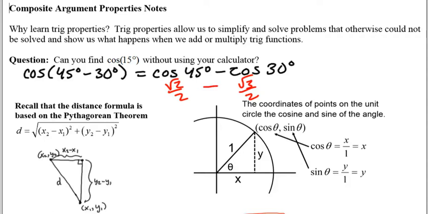In this video, I'm going to do a rather involved proof of the first composite argument property. That property is really important because it's used to prove many other properties. So stick with me and see if you can follow along.